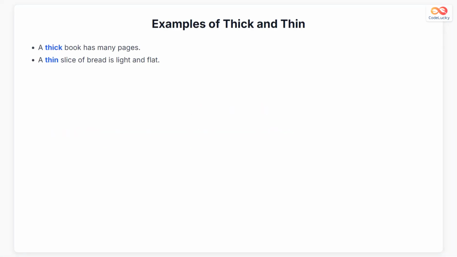A thick book has many pages and feels heavy. A thin slice of bread is light and flat. These examples help show the difference between large and small thickness.